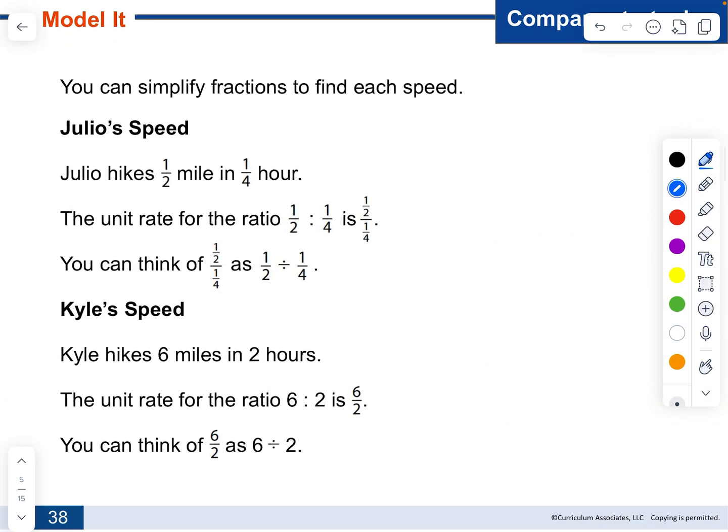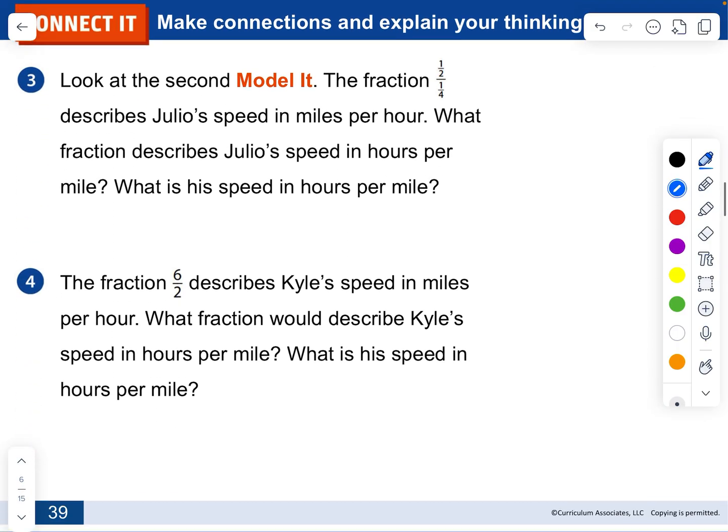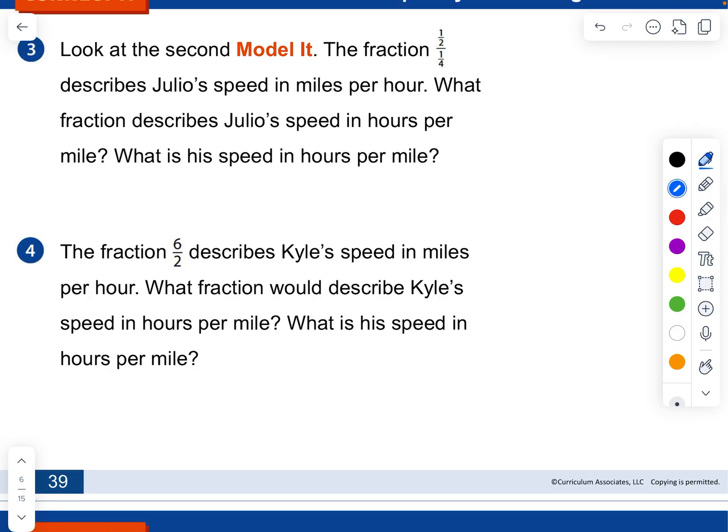Let's look at the model it. Looks like in the model it, they did exactly what we did. On page 39, look at the second model it. The fraction 1/2 divided by 1/4 describes Julio's speed in miles per hour. What fraction describes Julio's speed in hours per mile?